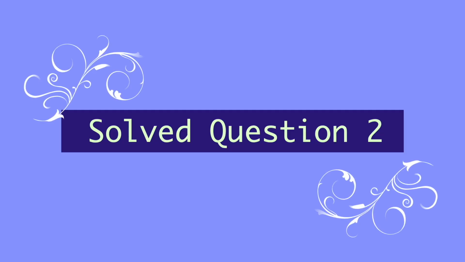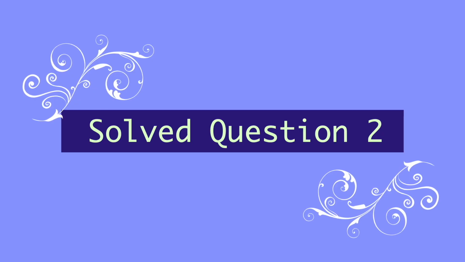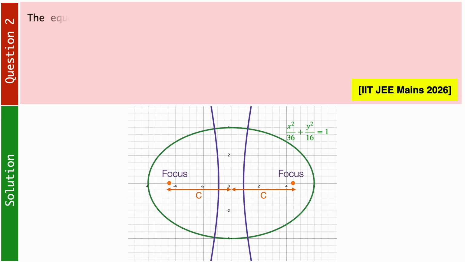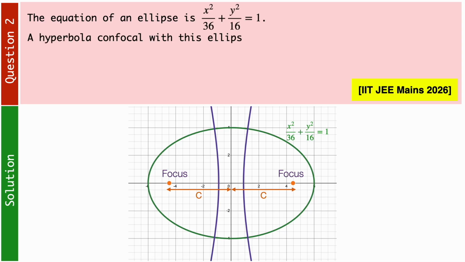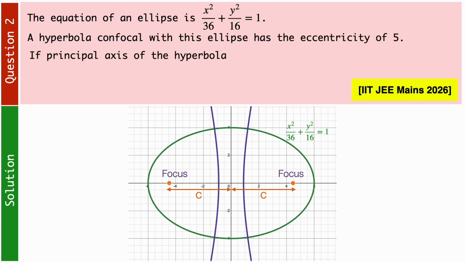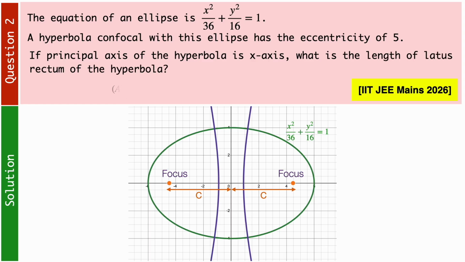Let us move on to the second question. It was asked in the IIT JEE Mains examination 2026. The question is, the equation of an ellipse is x square upon 36 plus y square upon 16 equals 1. A hyperbola confocal with this ellipse has the eccentricity of 5. If the principal axis of the hyperbola is the x-axis, what is the length of the latus rectum of the hyperbola? And there are 4 options given to choose from.